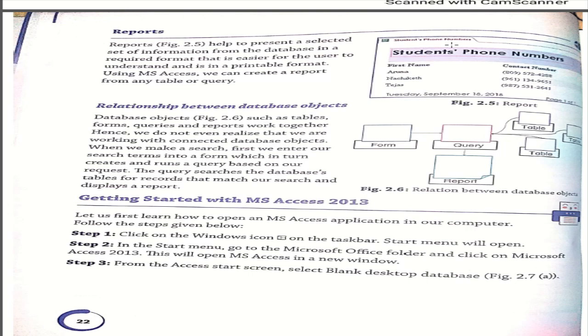Next is the relationship between the database objects. There is some relationship, like form goes to query, query goes to table. There are various tables, like 3 tables. The tables are categorized in a query, and from the query we can find some form, and the report can be created. By this the relationship is made. Now, getting started with MS Access, I'll make you understand in the practical part how you can start your MS Access.